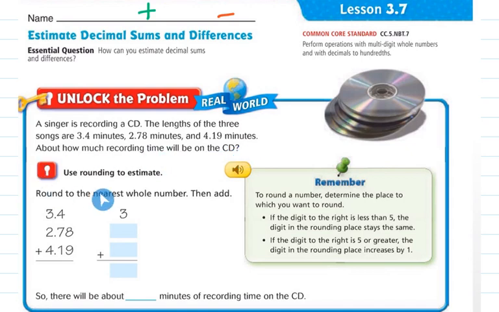So boys and girls, our first strategy is to use rounding to estimate. We're going to bring back some of the skills we learned in previous lessons. Look at our number. It says to round to the nearest whole number. So I'm going to circle 3 and look next door. 4 is less than 5, so we know that 3 is going to stay the same.